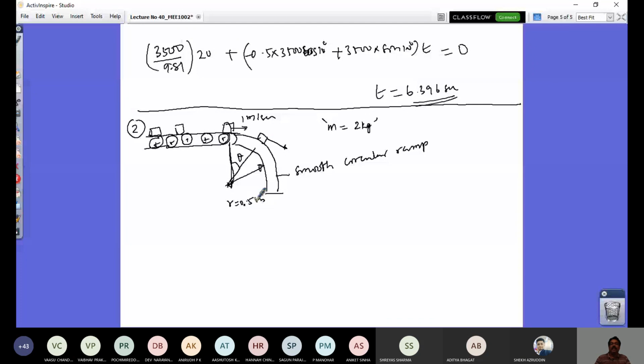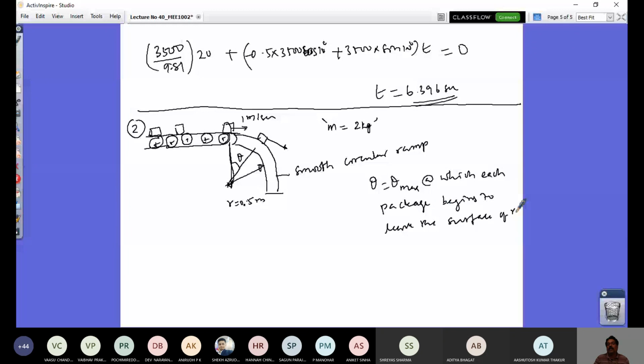Determine the angle theta, which is theta max, the maximum angle at which each package begins to leave the surface of the ramp. That's the question. So you have to determine this theta equal to theta max for the given condition.